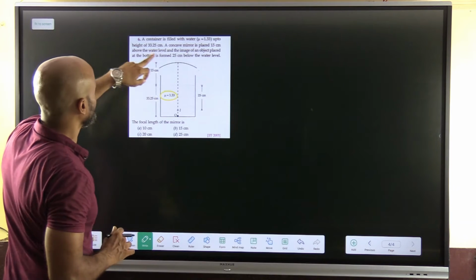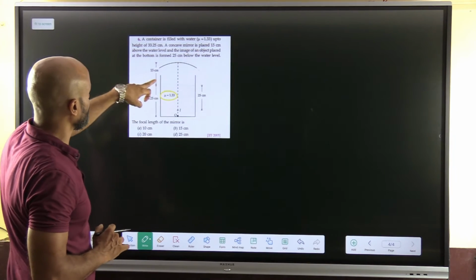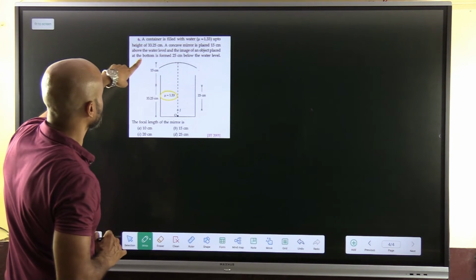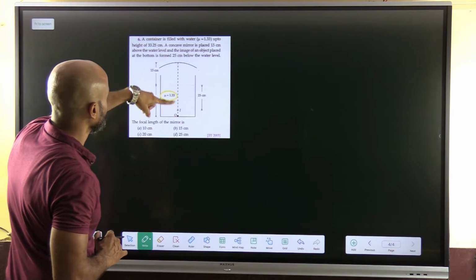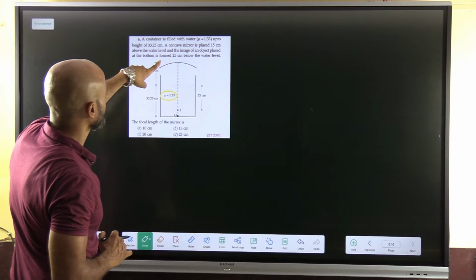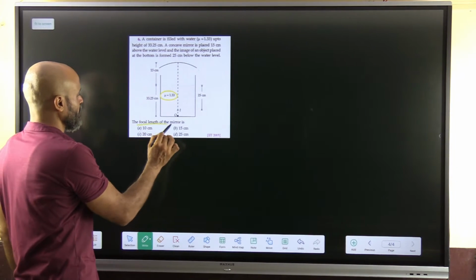A container is filled with water up to a height of 33.25. 33.25 is this height that is filled with water, and a concave mirror is placed 15 centimeter above the water level, and the image of an object placed at the bottom is 25 centimeter below the water level. So the focal length of the mirror is how much?